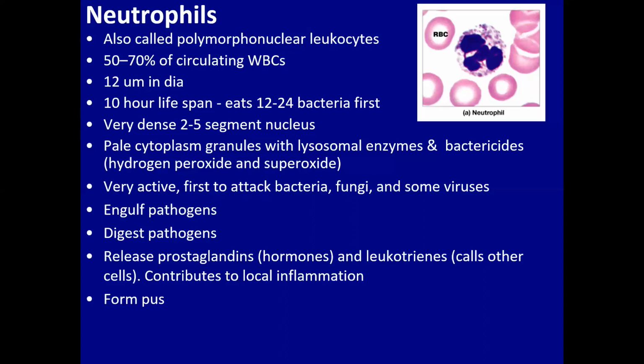They engulf whatever the invader is, they digest it, and then they release hormones, either prostaglandins and or leukotrienes, and that calls, both of those call other cells to the site, right? They make up inflammation. They're part of the reason that we have inflammation. Because of this release of prostaglandins and leukotrienes, they are the reason why we have pus in our areas where we've had an infection.